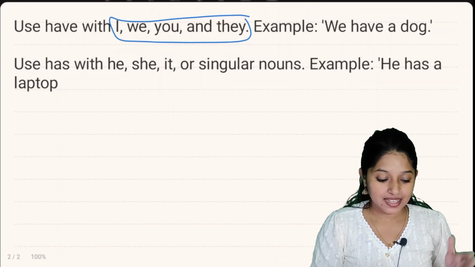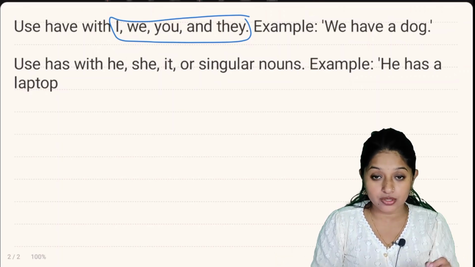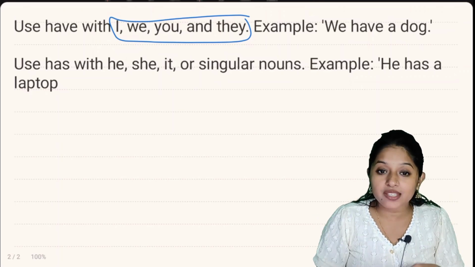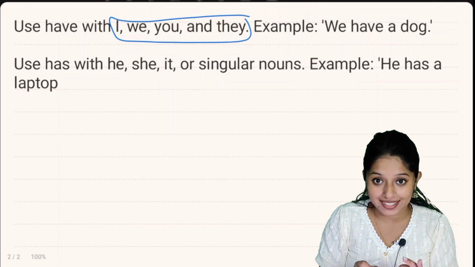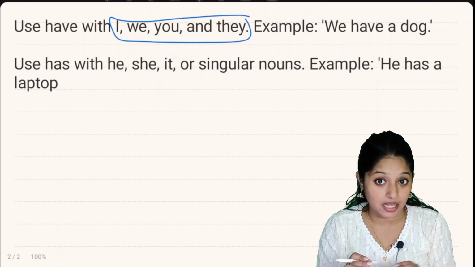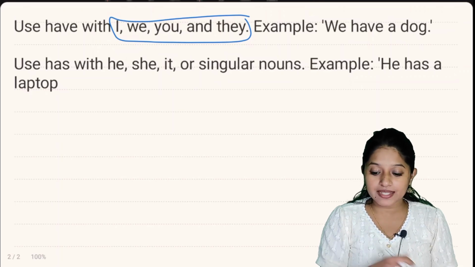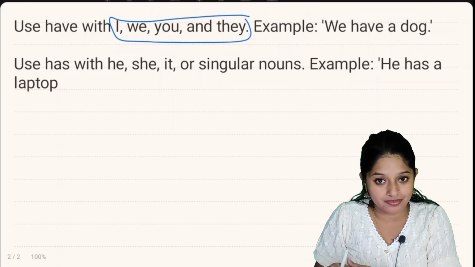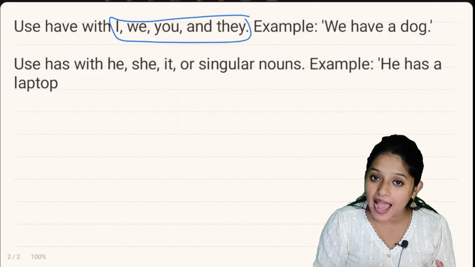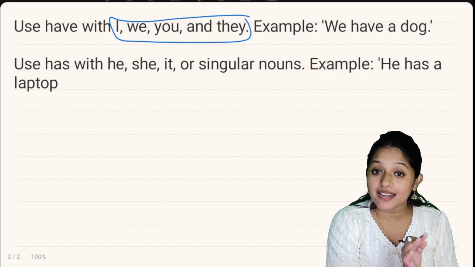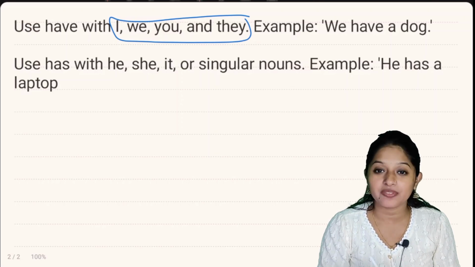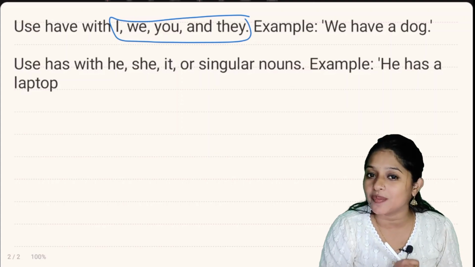Let's see the similar usage of has. We can use the word has with he, she, or it, or even singular nouns. I mean here the names. For example, he has a laptop. He has a laptop. And here I haven't mentioned had because generally had is used with the past tense. Let's move on to the do forms of the verb.